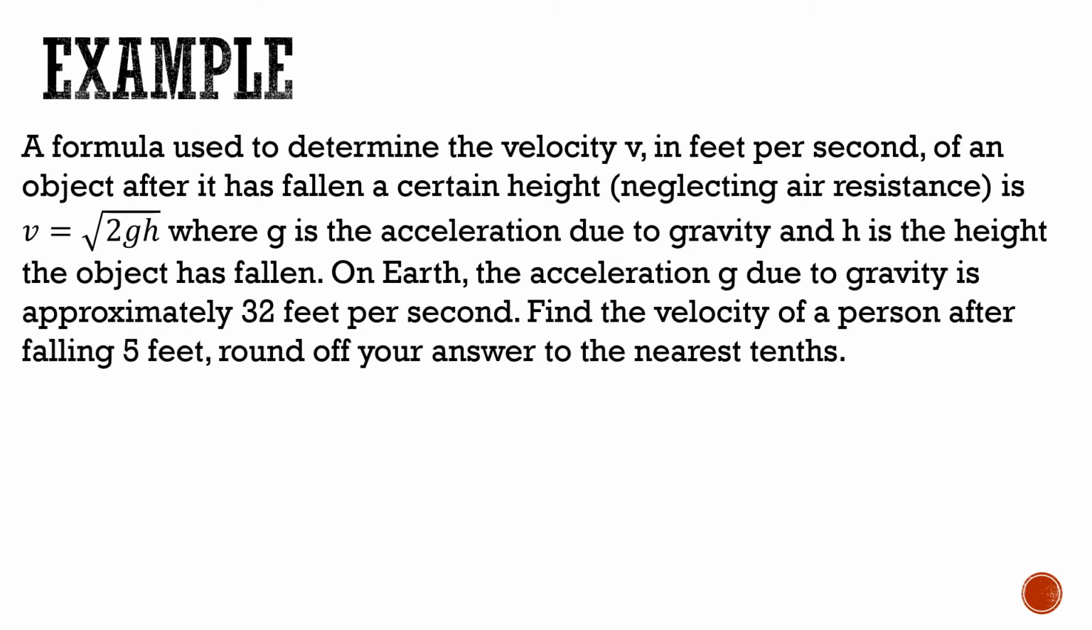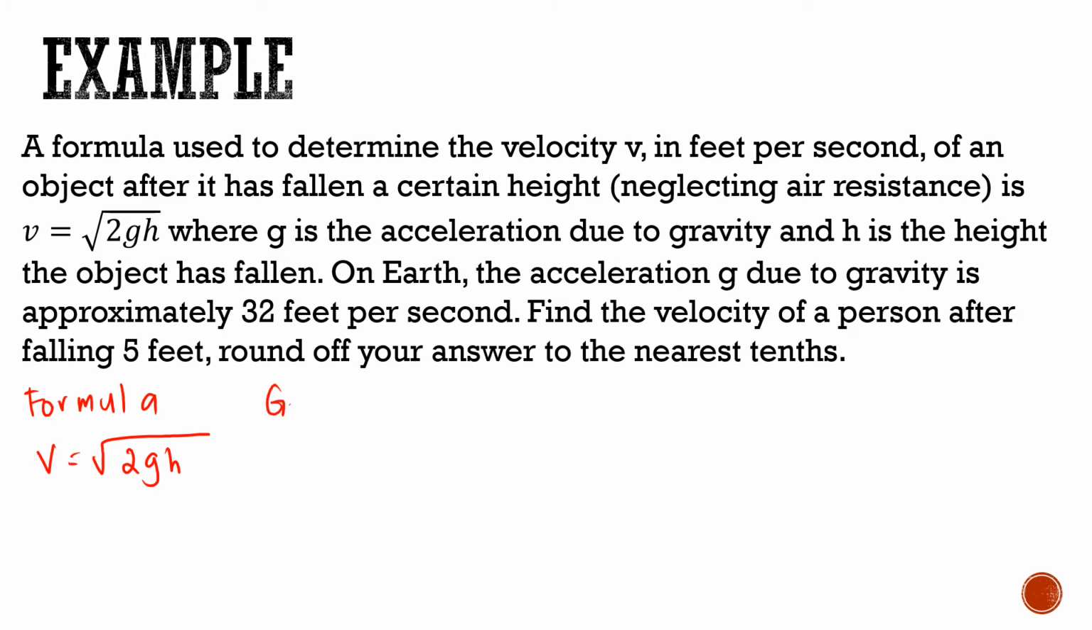Find the velocity of a person after falling 5 feet. Round off your answer to the nearest tens. This example is an application of science using radicals. So our formula given is the velocity is equal to the square root of 2gh. Now take note, we are neglecting the air resistance.